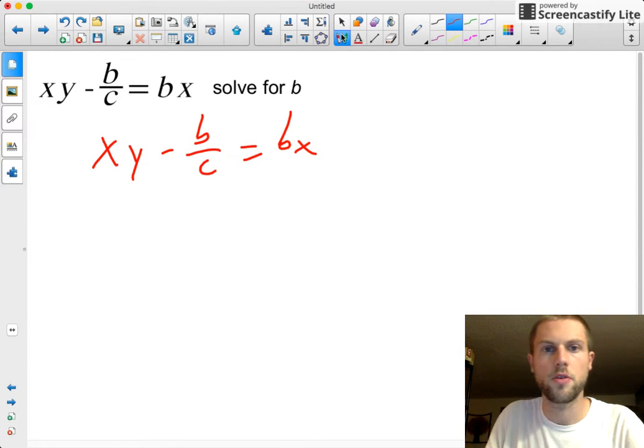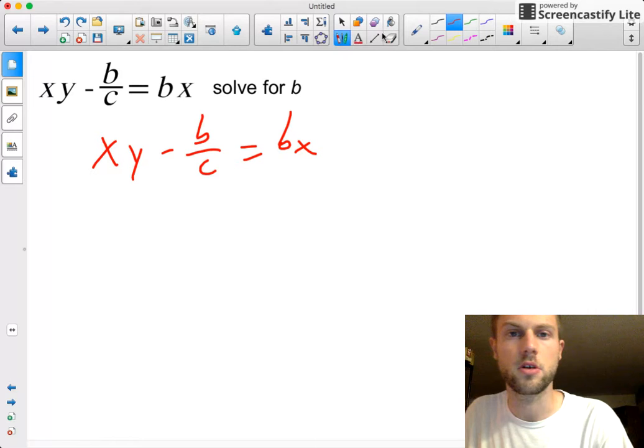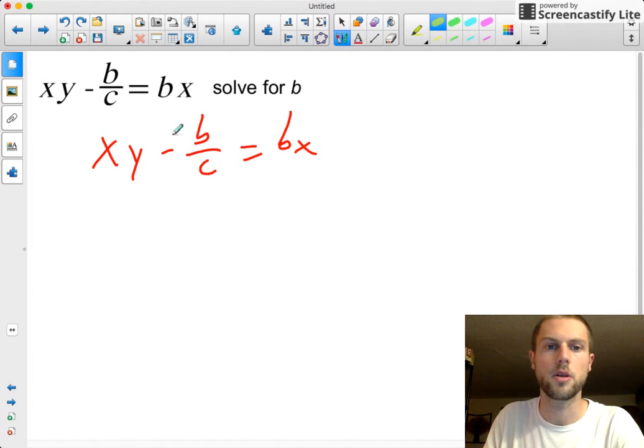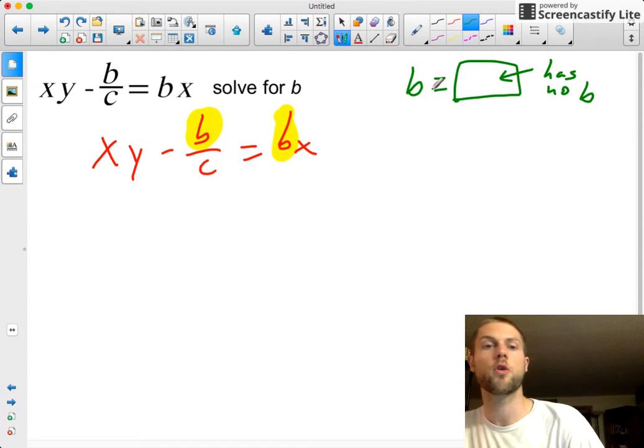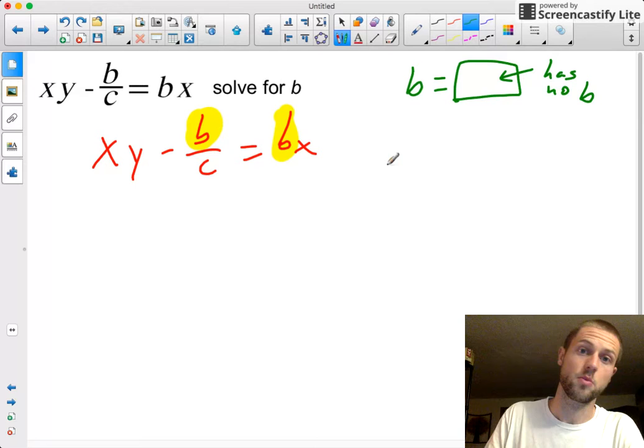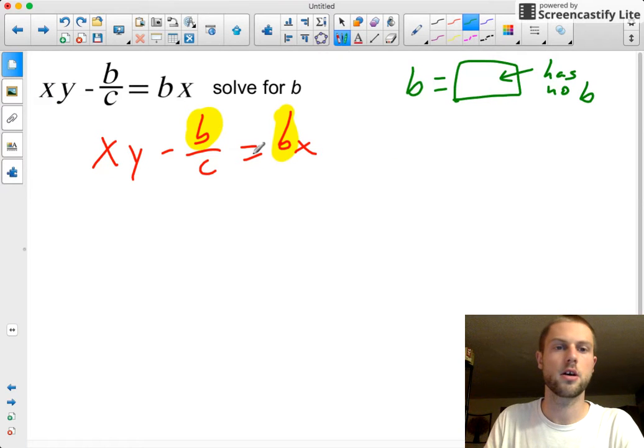Now it's important to note that b shows up multiple times already here, so that's going to make things a little bit trickier. I have a b here and a b here. My overall goal is to end up with just b equals a number. So I want to see b equals something where that something has no b in it. I can't have b in my answer. If I want to solve for b, I can't use b to find b.